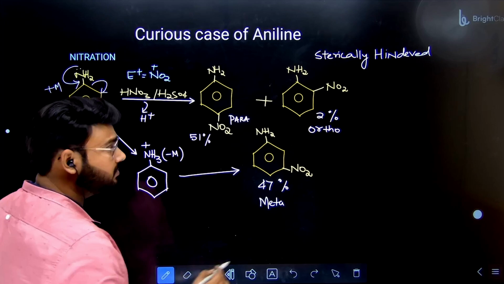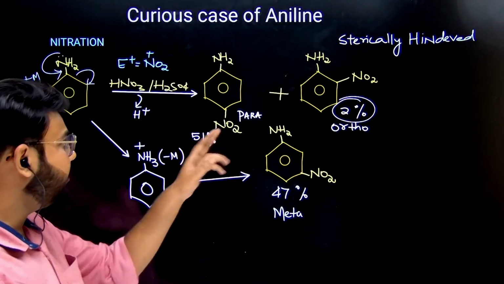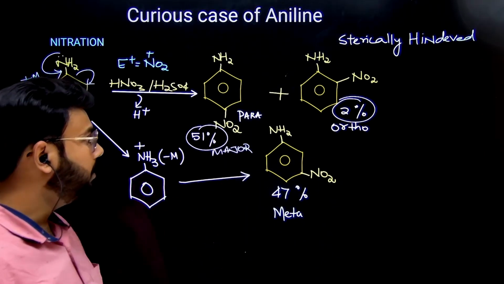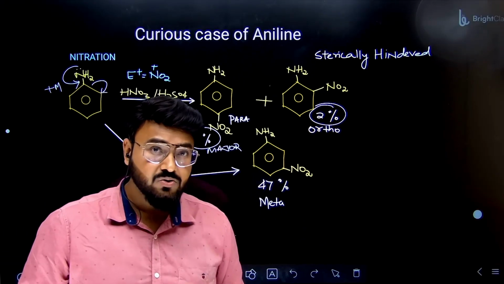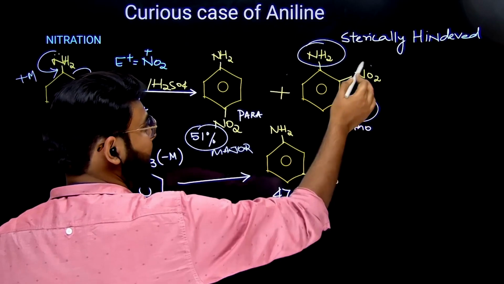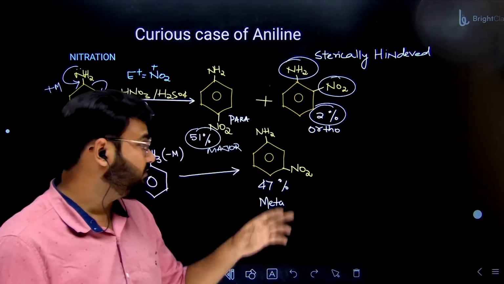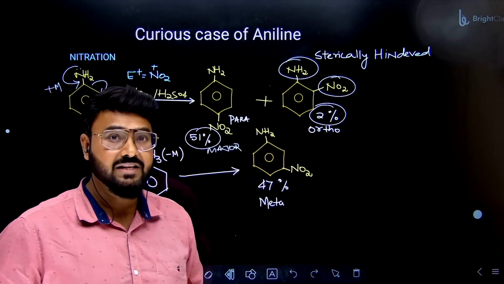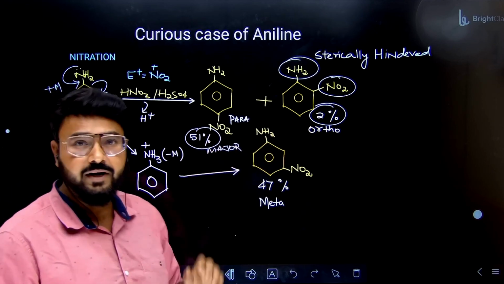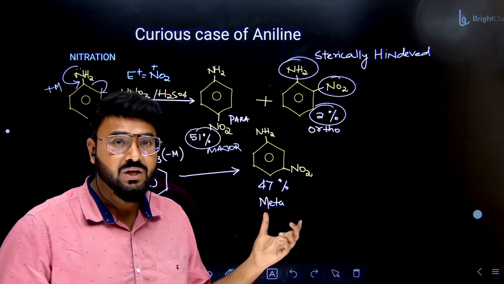But if you look here, the ortho isomer is just 2%. Para is 51%. It will be the major product as expected. But ortho is just 2%. Why is it so? Let's understand. Because of the amino group and the NO2 group, there is a lot of steric hindrance, and because of that, the ortho isomer is not formed as we expected. We expected that if para is 51%, ortho might be 49%. But let me tell you, the case is that we get the meta product as 47%.